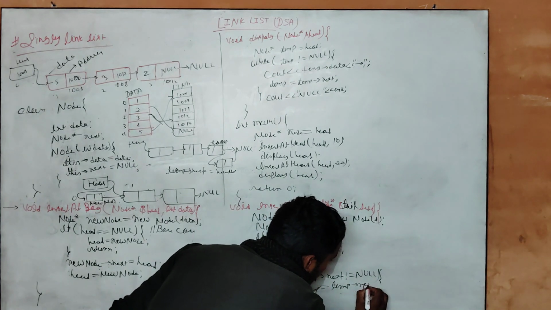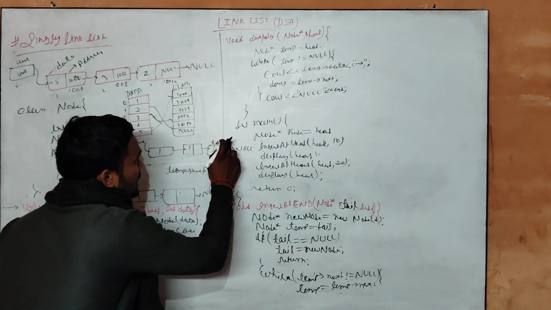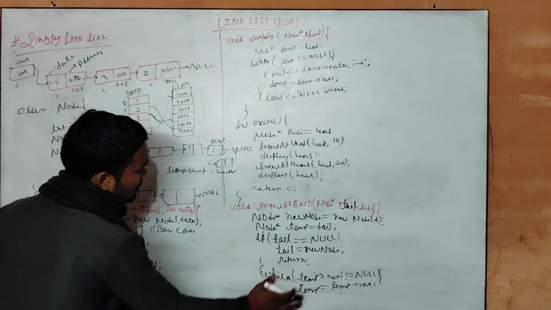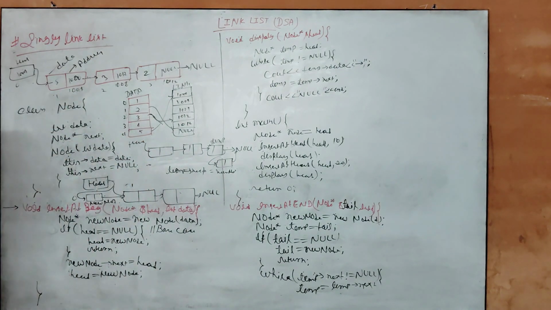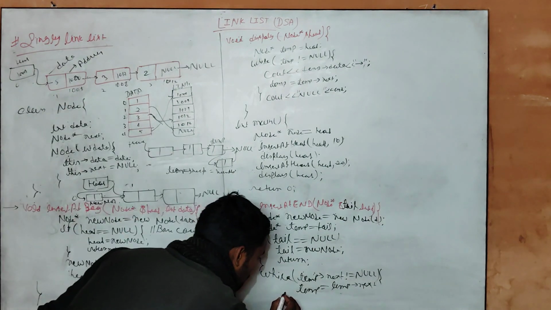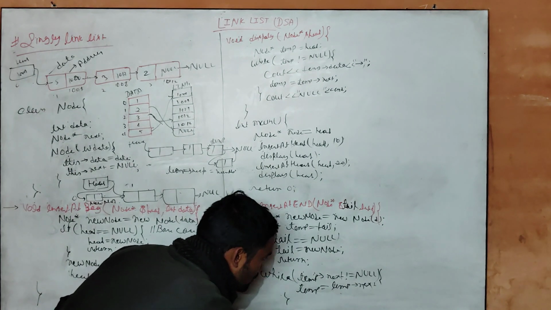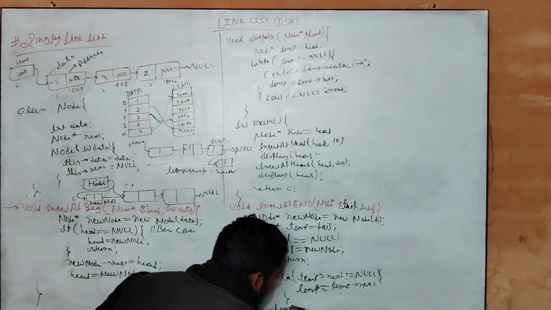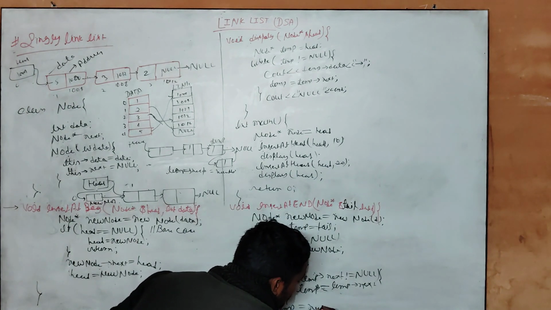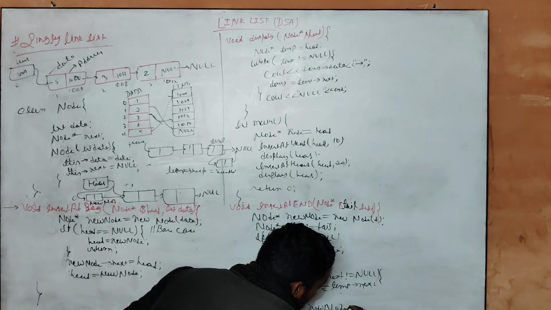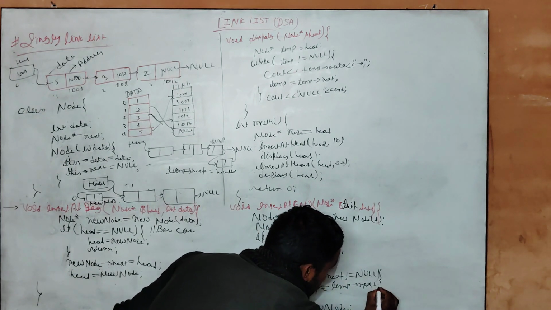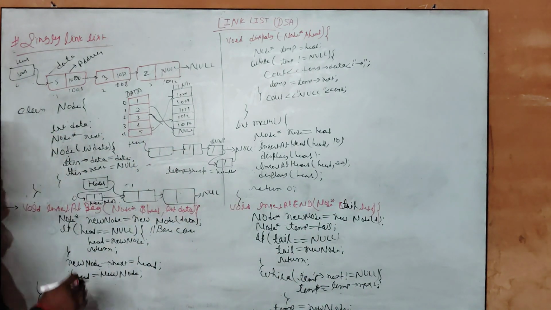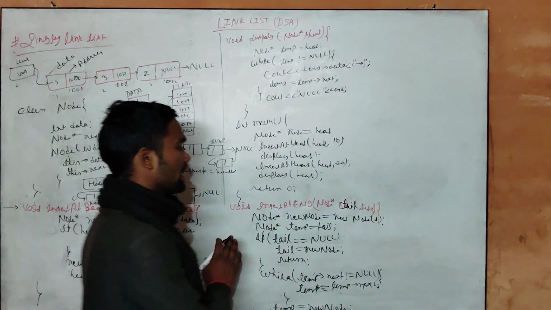Here I am creating a temporary node. Temp is equal to temp of next. Fine. Then, outside of the loop, I am writing temp next is equal to new node, which we want to insert in the linked list. Fine. That is our insertion at the beginning, and this is the insertion at the ending.